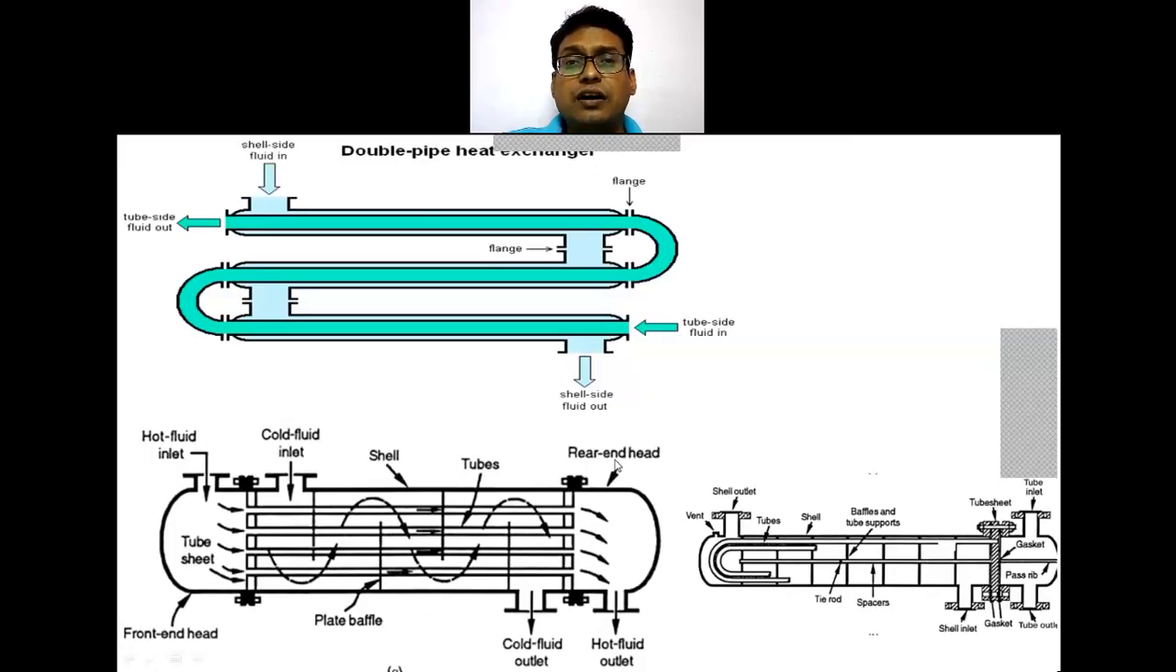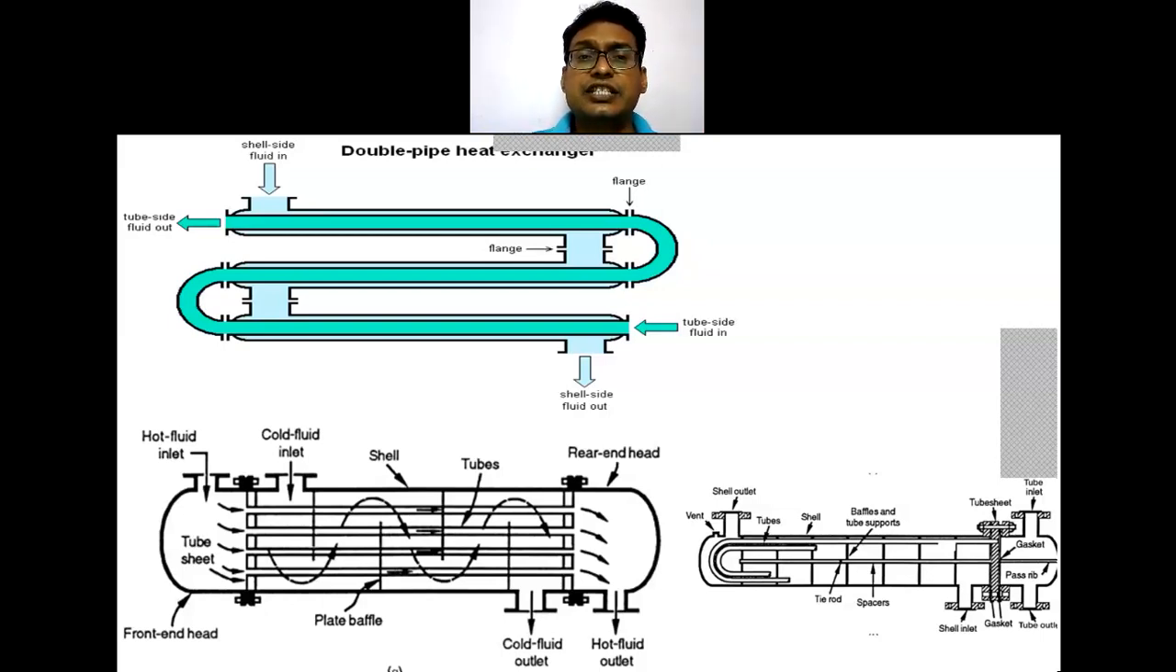Now in general, a very common heat exchanger is the double pipe heat exchanger, in which there are two pipes, one pipe inside and the second pipe outside it. Through the inside pipe one fluid passes, and through the annulus section between the two pipes, the second fluid passes. So this is the double pipe heat exchanger.